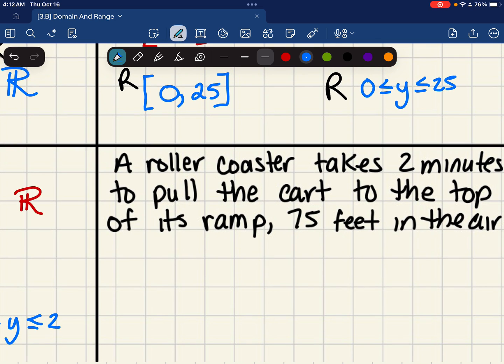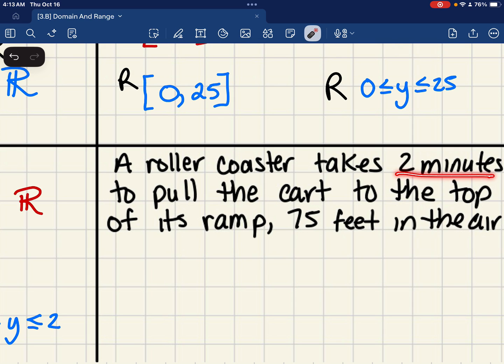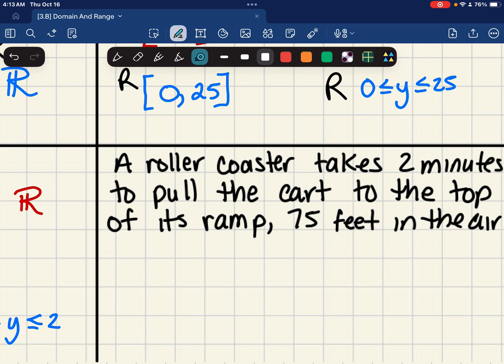Alright, so this last one. A roller coaster takes 2 minutes to pull the cart to the top of its ramp, which is 75 feet in the air. So my 2 units, I have minutes and I have feet. So remember, time controls everything. So our domain is the time, and our range is the feet.